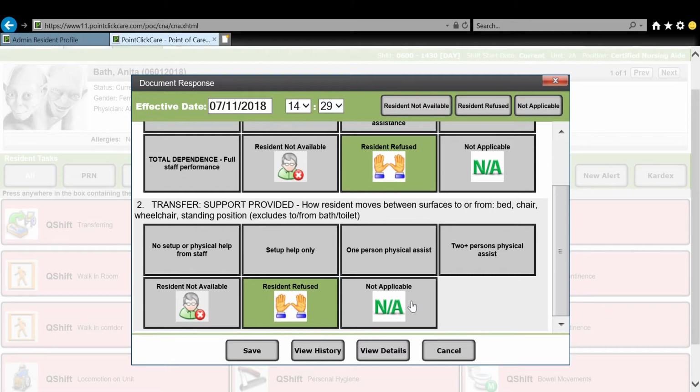You can document not applicable if it's night shift and there was no expectation for the resident to get up. If they're a resident who has a catheter and really has no need to get up throughout the night, they're sleeping comfortably, it's not applicable that they would get up. And resident not available is for a resident who maybe went out to dialysis or an appointment and is not back yet. You haven't seen them through your shift.